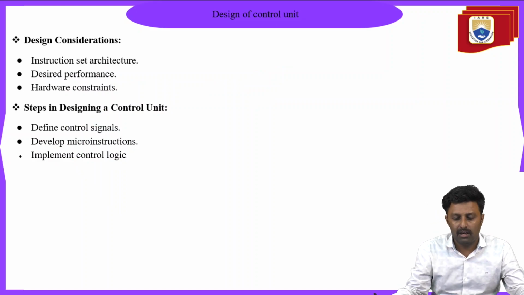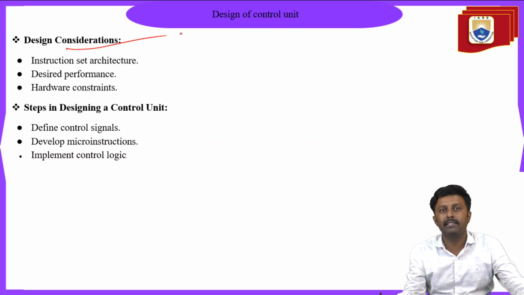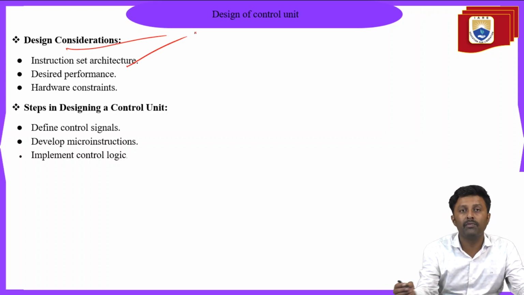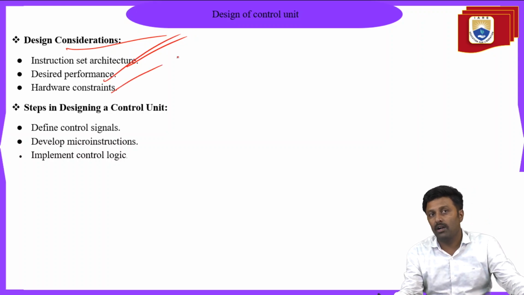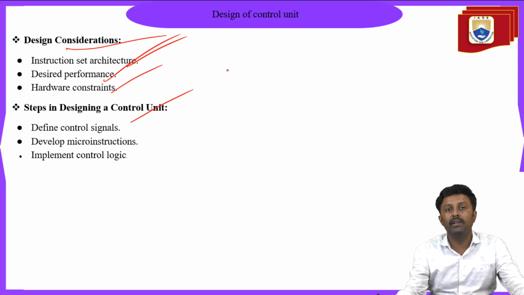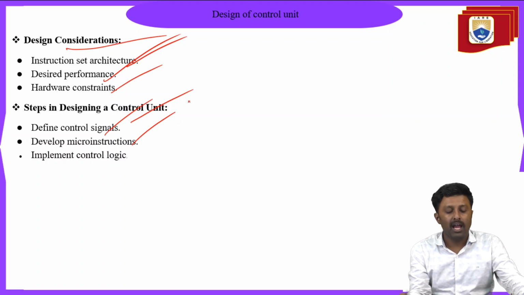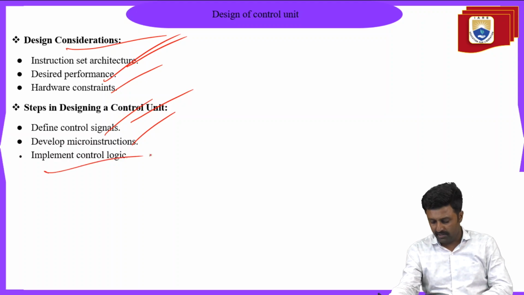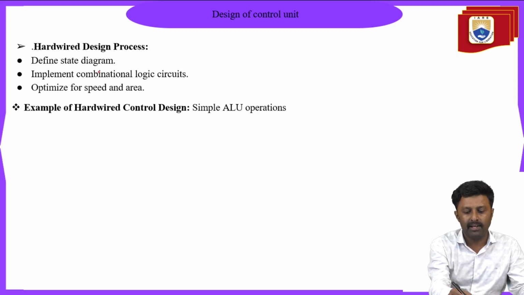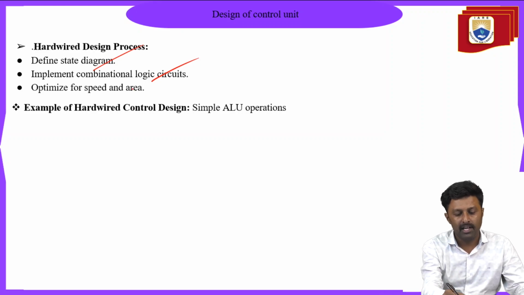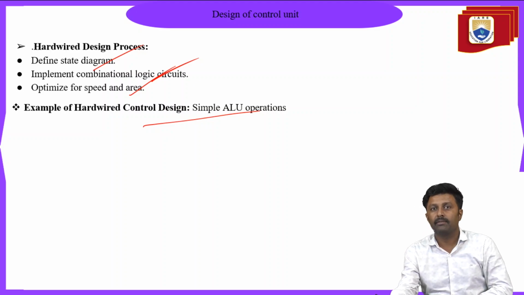When designing a control unit, we have to consider some parameters: the instruction set architecture we are using, the desired performance, and hardware constraints. The steps involved are design of the control signals, developing micro instructions, which plays a very important role, and implementing the control logic. In the hardware design process, we define the state program, implement the combinational logic circuits, and optimize. An example of hardware control is simple ALU operations.